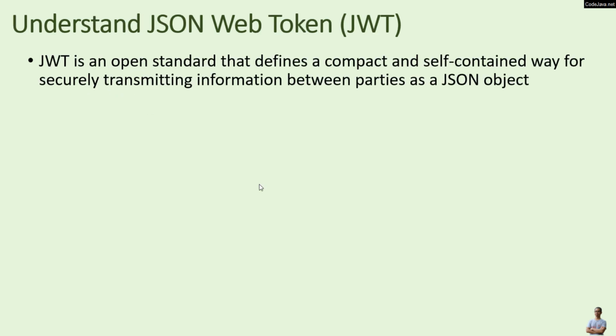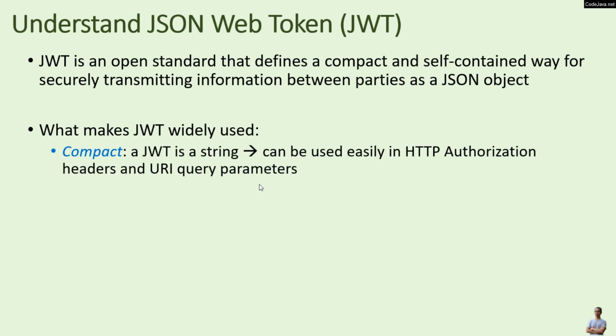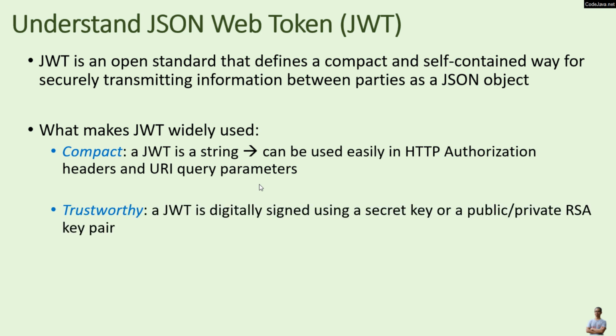Okay, let's understand briefly about JSON Web Token, or JWT. JWT is an open standard that defines a compact and self-contained way for securely transmitting information between parties as a JSON object. What really makes JWT widely used are: compact, JWT is just a string, so it can be used easily in HTTP authorization headers and URI query parameters. And trustworthy, JWT is digitally signed using a secret key or public-private RSA key pair. That means JWT tokens can be verified and cannot be tampered with.